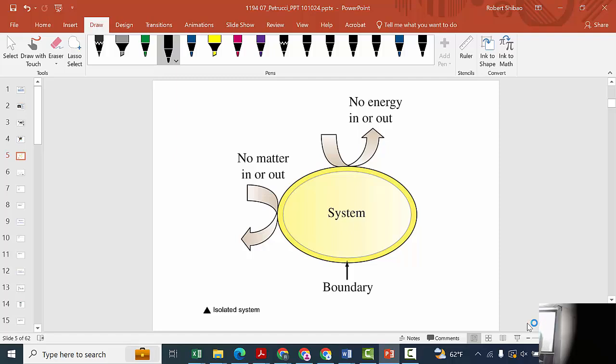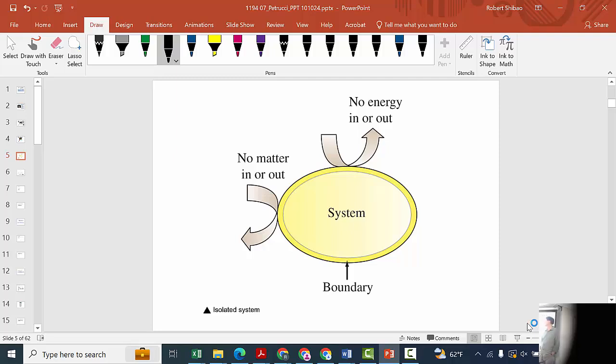It turns out this is not a closed system. It's a closed system here because matter can neither go in or out. But here, in a closed system, energy has to be able to go in and out. In this case, energy can't go in or out, and therefore this must be an isolated system. Well, we don't do much with isolated systems.